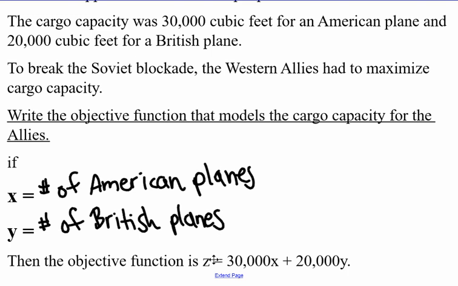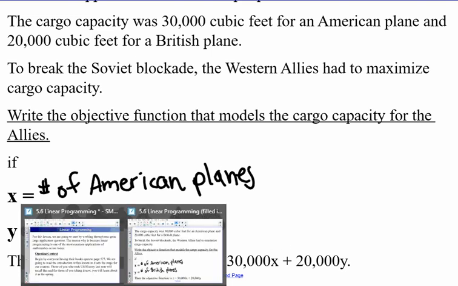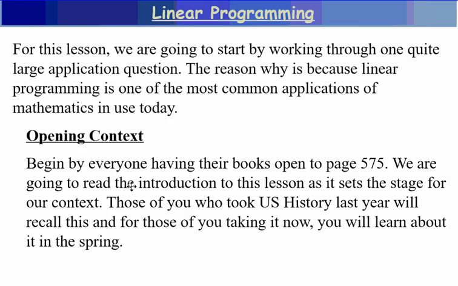So we'd say the objective function is equal to 30,000 cubic feet for every American plane, plus 20,000 feet for every British plane. And our goal is to make this as large as possible. Obviously, you would just pick the biggest X and the biggest Y values that you can get. But as we're going to see, there are certain constraints that are going to affect which ones we can choose.